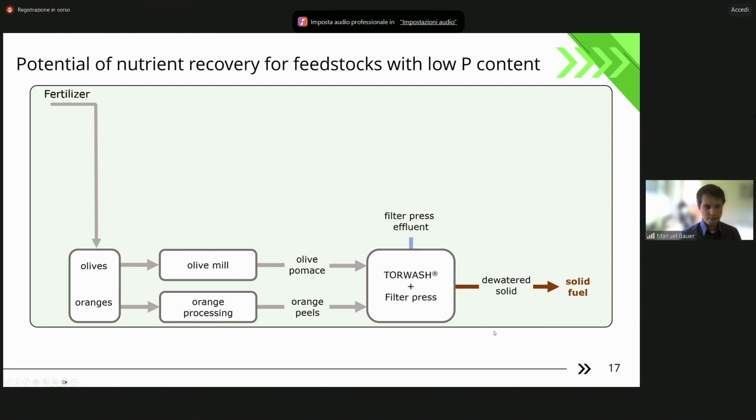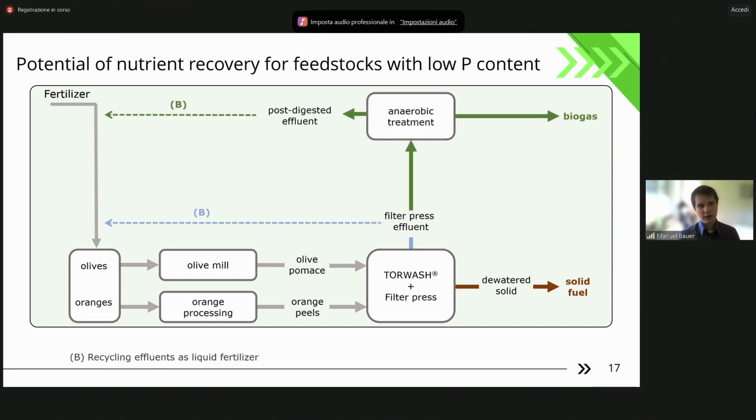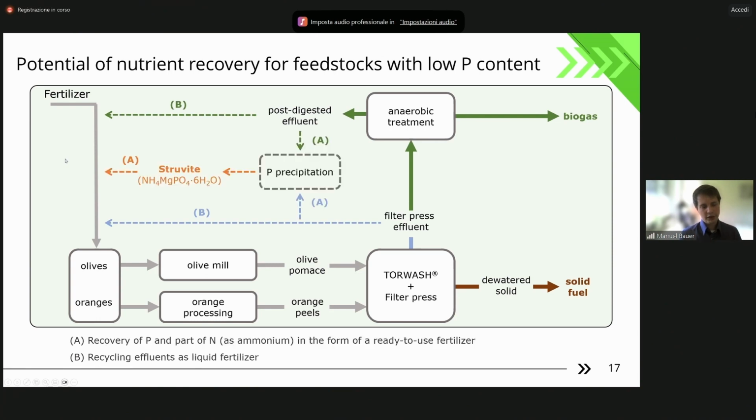And again, first possibility would be maybe we can directly recycle the effluents as liquid fertilizer. Of course, this is again dependent on what is inside. Is it maybe phytotoxic or not? And what are the fertilizer regulations in the country where you want to use it. Second possibility, again, the anaerobic treatment, and afterwards use the digestate as a fertilizer, or in our case, phosphorus precipitation, as I told you, directly from the effluent. And also we did have a look at the digested effluent, or the precipitation from digested effluent, but I'm not presenting this here because of reasons I told you before.